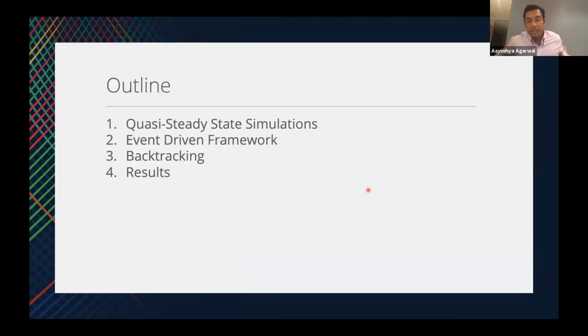So just as an outline, I'll talk about our quasi-steady state framework and some of the motivation behind it. Then I'll talk about how we progress through simulation, rather than in time steps, in events. And this is inspired from circuit simulation, which has used similar techniques. Then we'll talk about the backtracking algorithm, and then finally show some results.